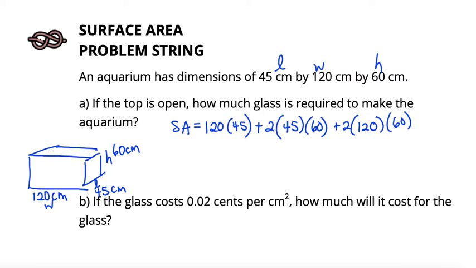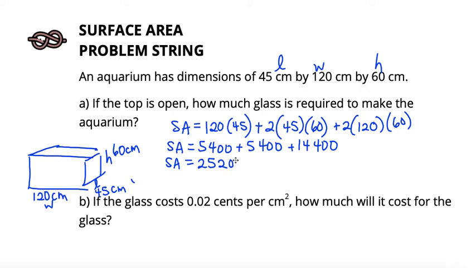So now when I'm working out the surface area, I can just do these calculations. So 120 times 45 is 5,400. 2 times 45 times 60 is also 5,400. And 2 times 120 times 60 is 14,400. Add all of these together, you get 25,200. My units are centimeters squared.